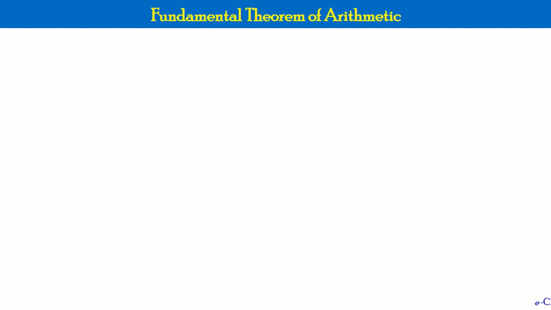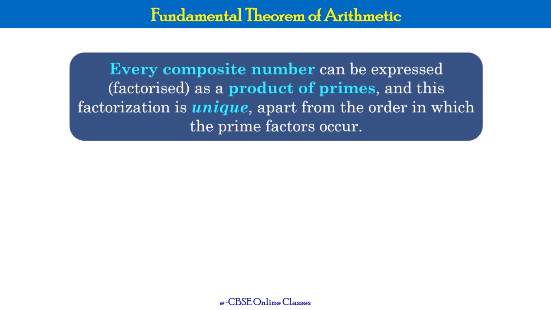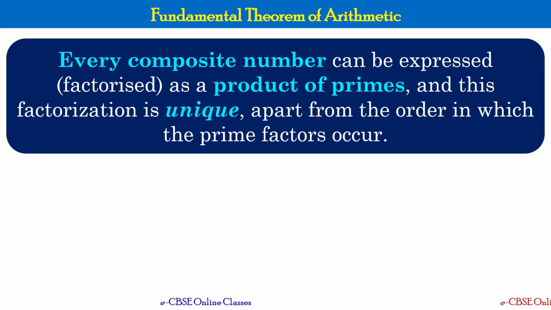Now let's look at the fundamental theorem of arithmetic. It says every composite number can be expressed as a product of primes, and this factorization is unique apart from the order in which the prime factors occur. Let us look at all the keywords here.